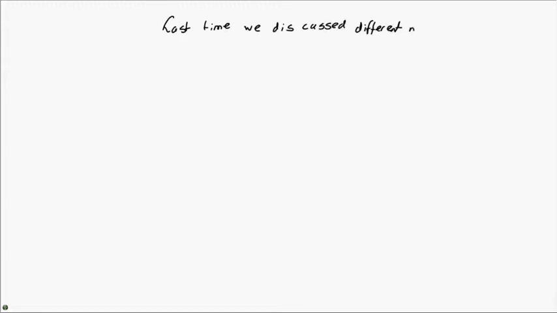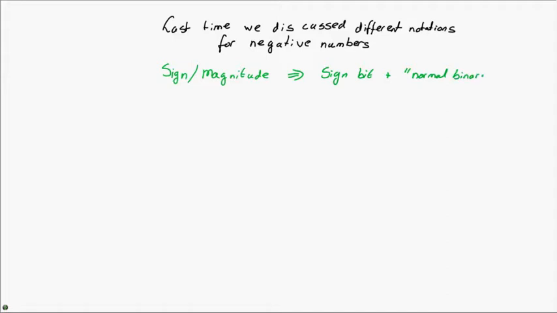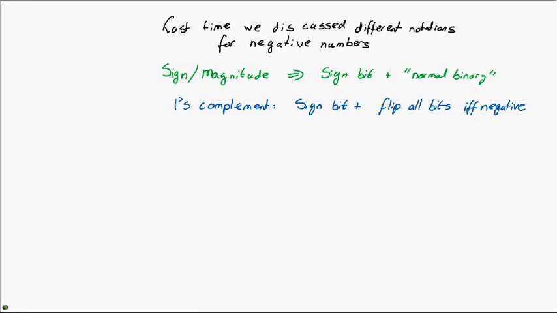Last time we discussed different notations for negative numbers. First of all, the sign and magnitude notation, which has a sign bit followed by normal binary, if you will. Ones complement, which has a sign bit and then you flip all the bits if it's negative. Two's complement takes the sign bit and then takes whatever is one's complement and adds a 1 if it is negative.